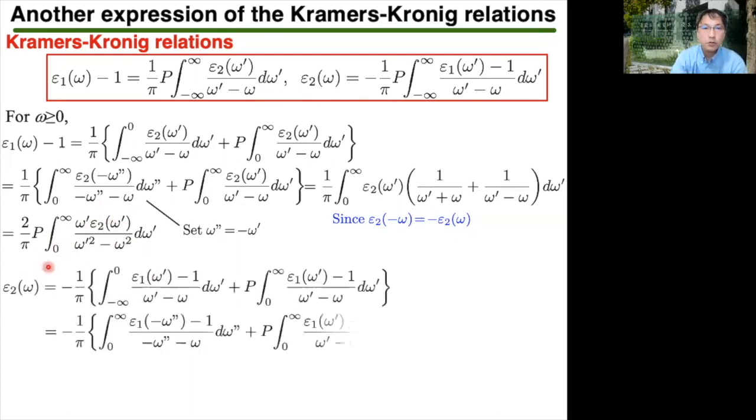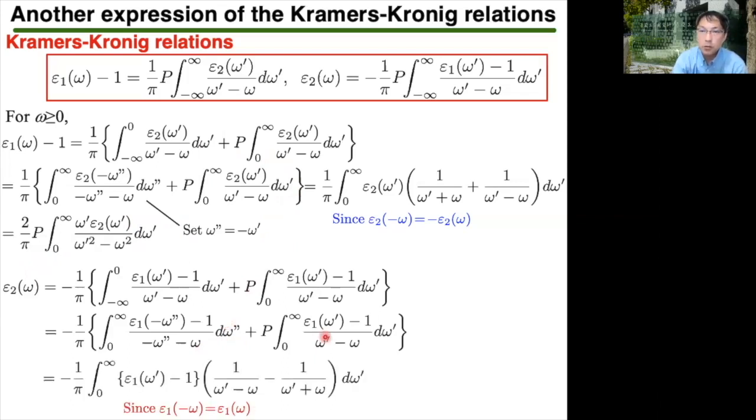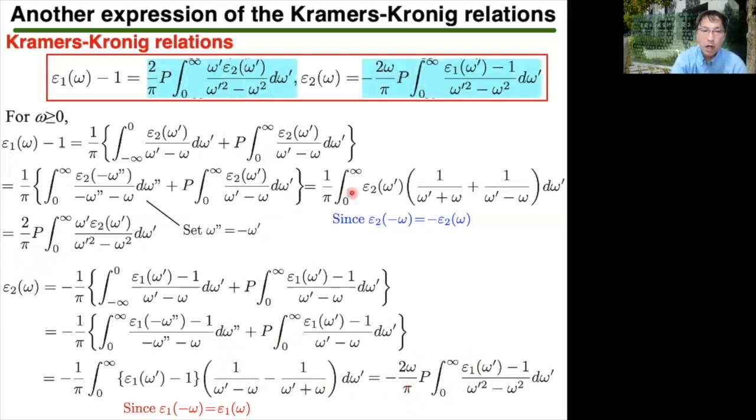Also for epsilon 2, we can calculate in the same manner as above and obtain this result. Because epsilon 1 is an even function of the angular frequency omega, we get this final result. So the Kramers-Kronig relations are written in practical forms like these.